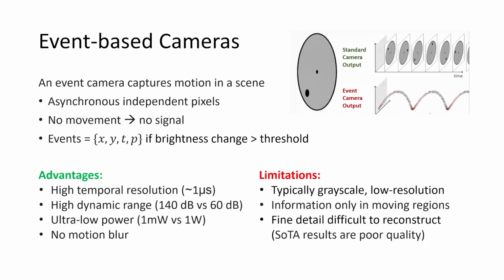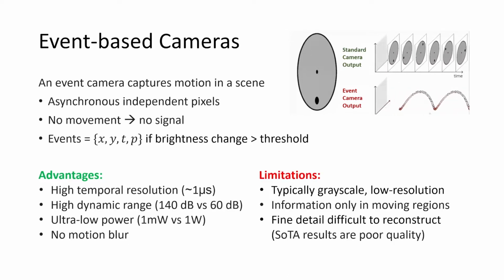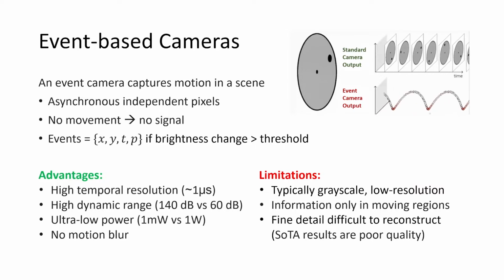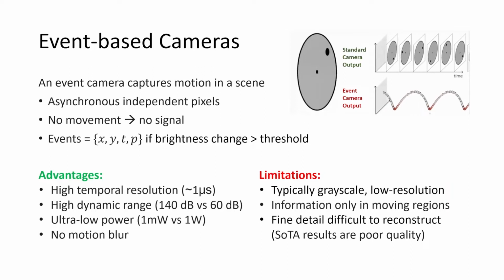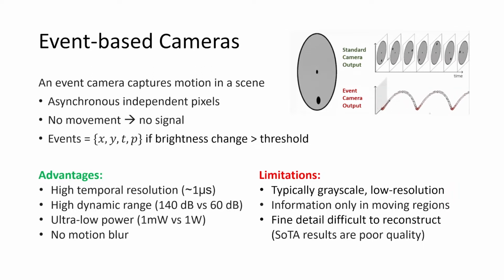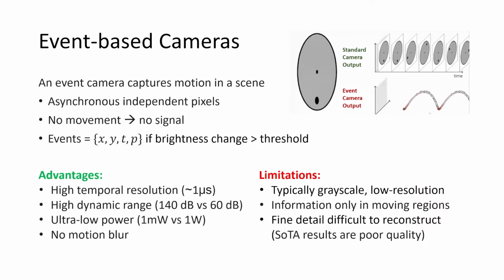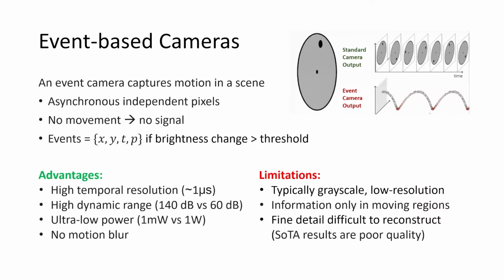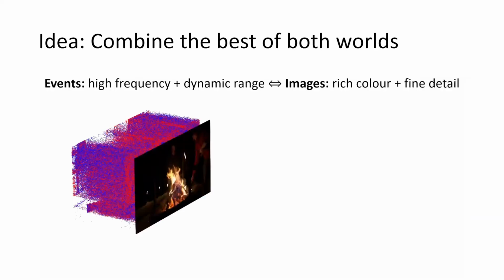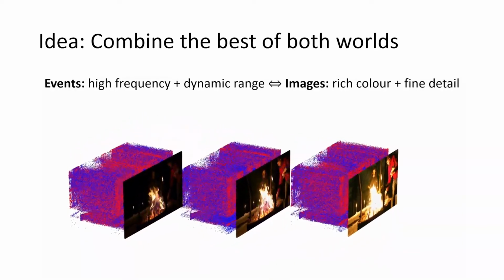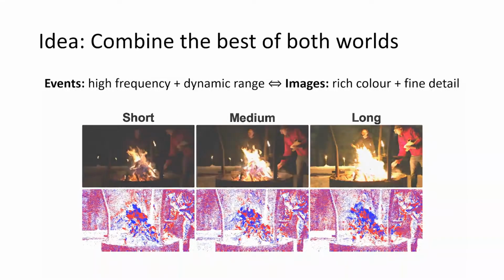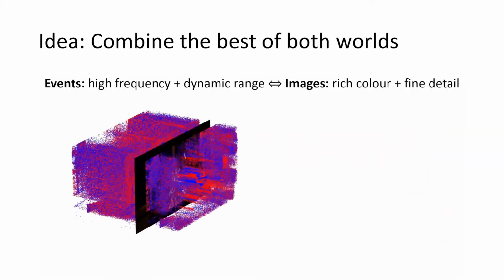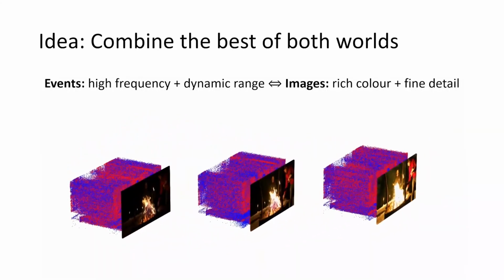Event cameras have been used for HDR image reconstruction before, but these methods are typically limited to low-resolution grayscale images. And because events only provide information in the moving regions, this makes it difficult to reconstruct fine details, particularly in static scenes. State-of-the-art methods are relatively poor quality and suffer from reconstruction and temporal artifacts compared to image-based HDR methods. Therefore, in this work, our idea is to combine the best of both worlds from each input modality: high frequency and high dynamic range information from an event camera, and rich colors and fine details from a sequence of low dynamic range images captured at a lower frequency.